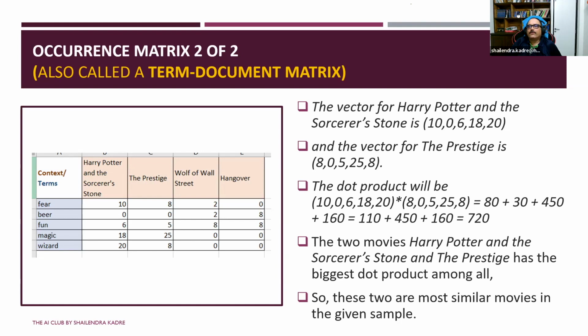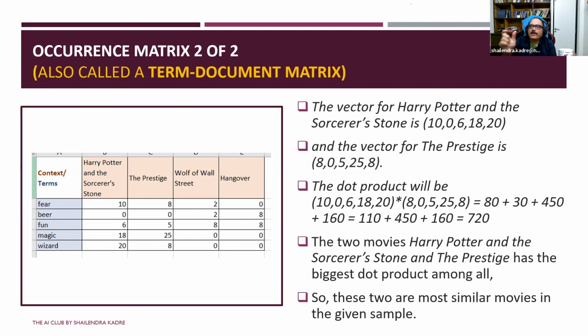So we take a dot product of it. Dot product we all understand from our 10th and 11th vector algebra. Dot product is nothing but taking the corresponding elements and multiplying them. See the third bullet here. 8 multiplied by 10 is 80. Then 0 multiplied by 0 is 0. Then 6 multiplied by 5 is 30. Then 18 multiplied by 25 is 450. And then 20 multiplied by 8 is 160. So we got the dot product, 720.